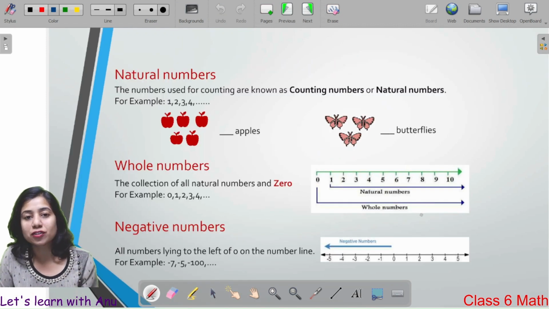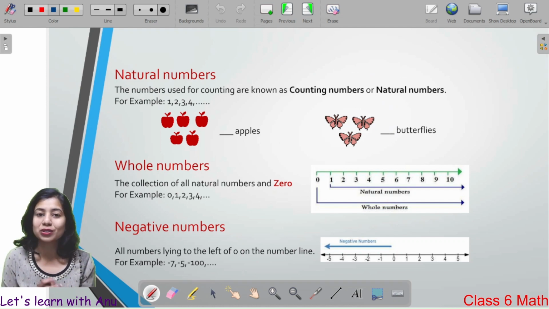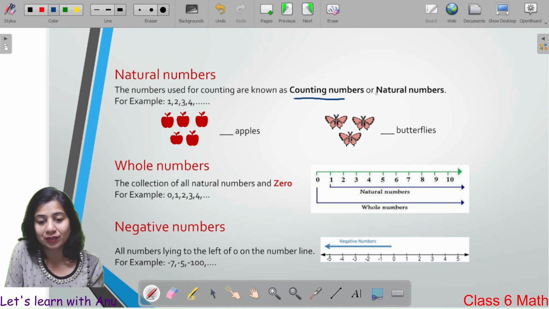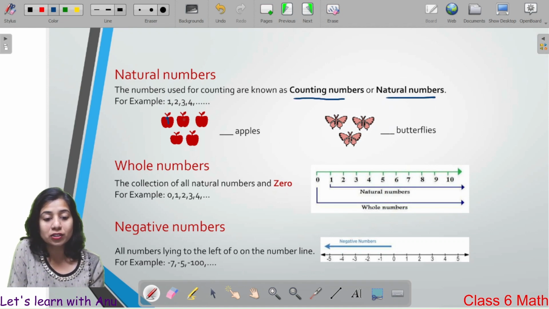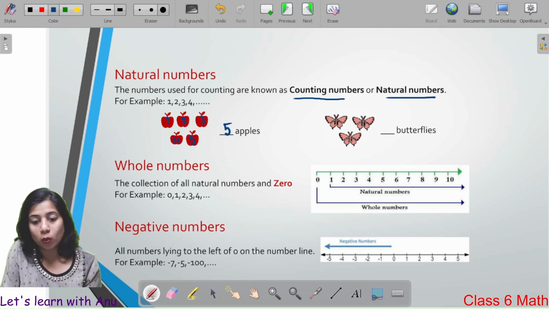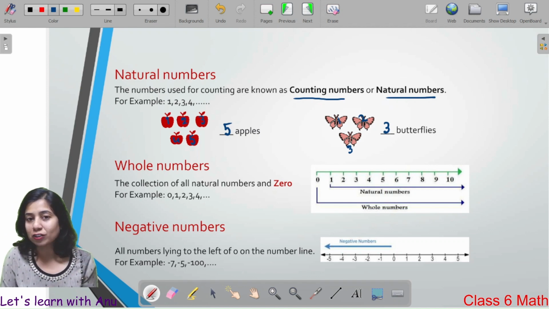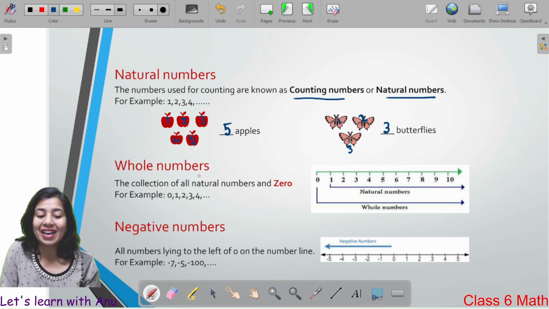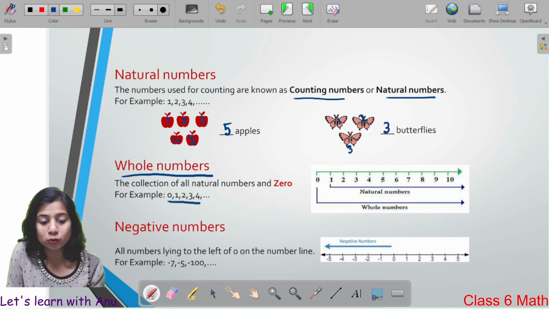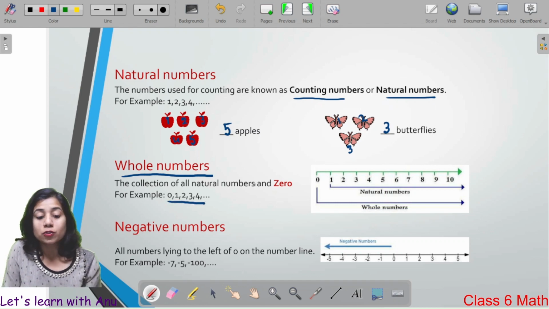In previous classes, you have learned about basic counting numbers 1, 2, 3, 4, and so on. Those are natural numbers, right? Like here we have 5 apples and 3 butterflies. So 5 and 3 are natural numbers. To this list of natural numbers, if we add a 0, we get whole numbers, right? 0, 1, 2, 3, 4, and so on. Whole means hollow. 0 is also hollow, so you can relate to it and memorize it that way.